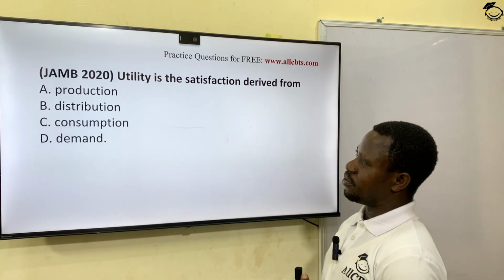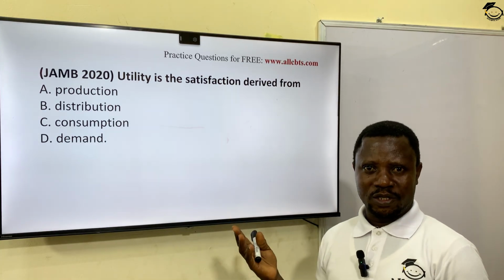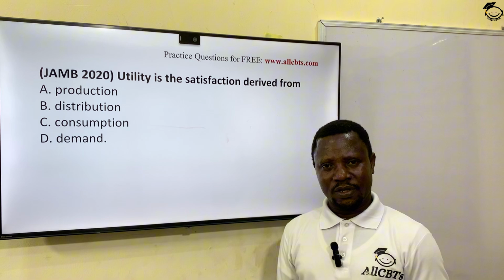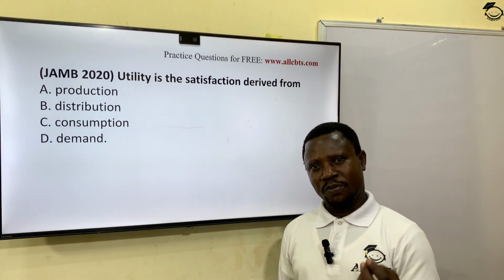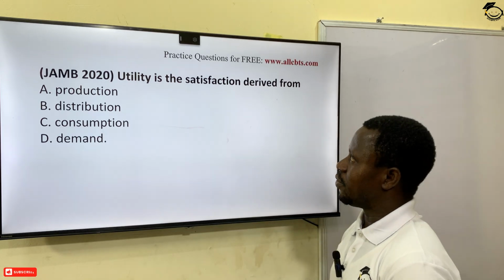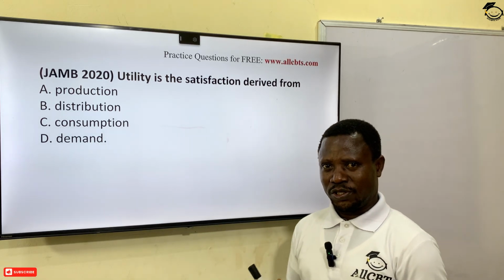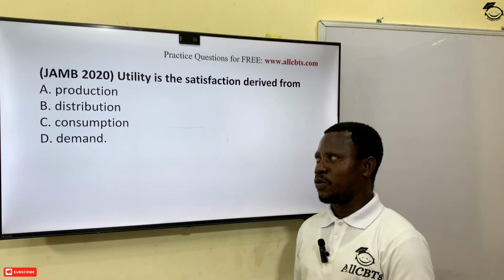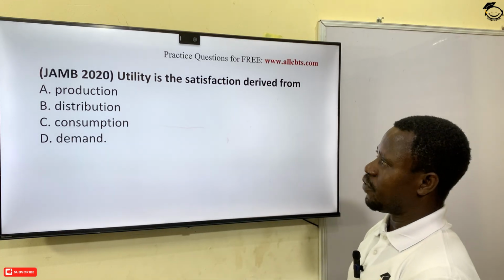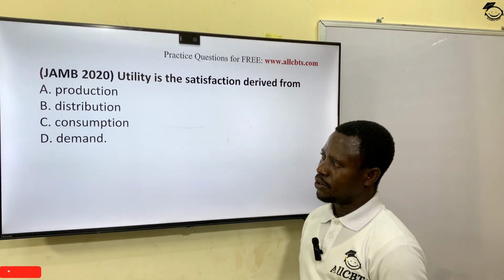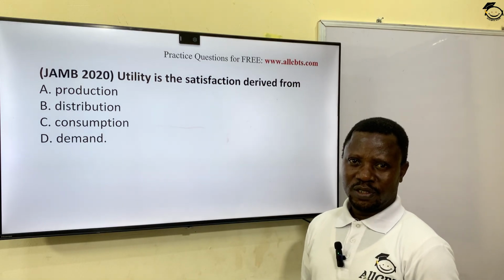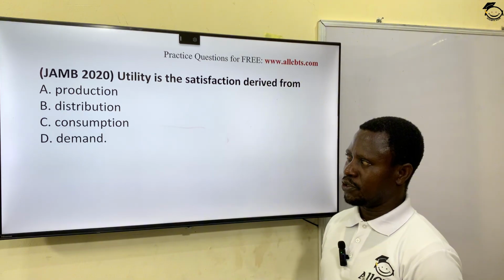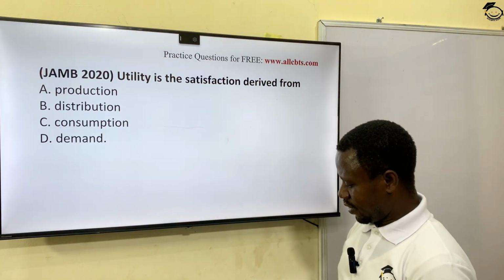Utility is satisfaction derived from... I mentioned utility. When I say utility, it's talking about satisfaction. The satisfaction you get either from a good, a product, or from a service. So, as you are watching this video, what is your satisfaction? That's your utility for watching it. So, it's derived from production, distribution, consumption, demand. The answer is what? Consumption. The satisfaction derived from consumption. Option C is the correct answer.